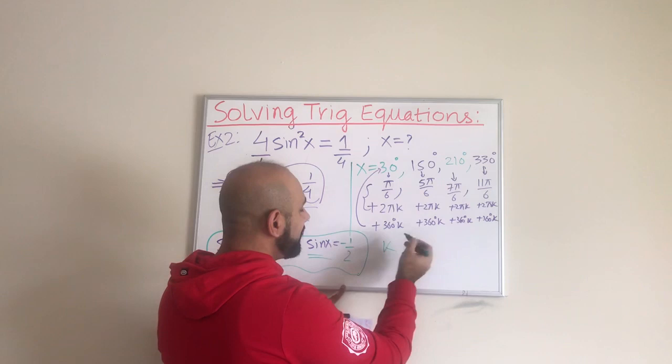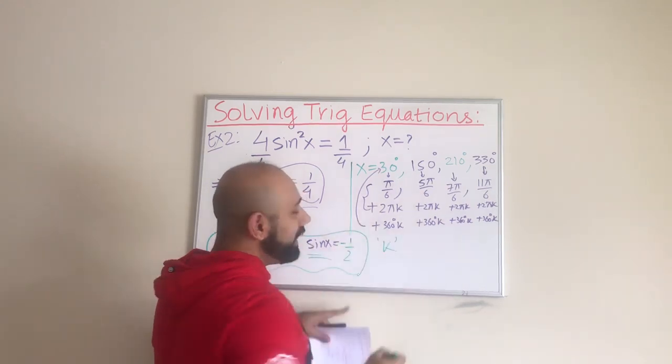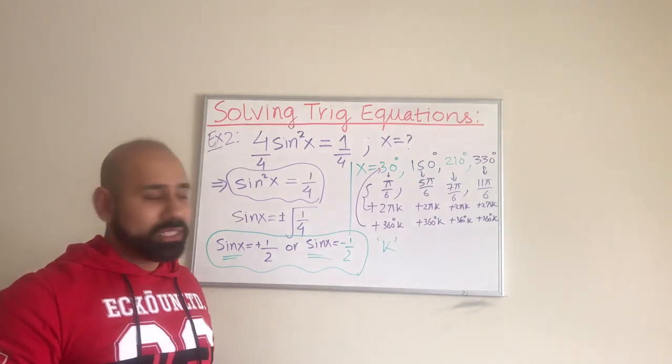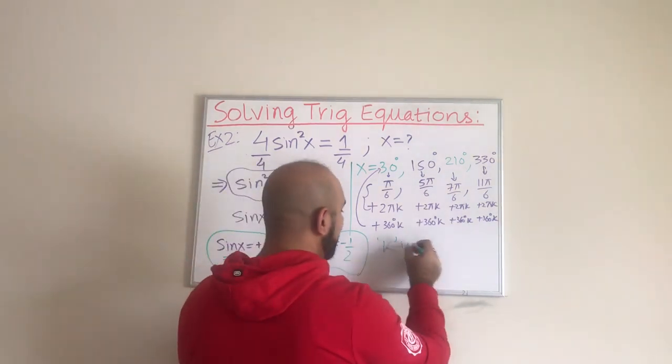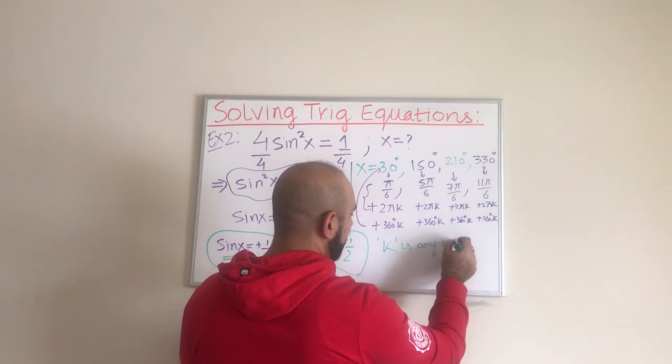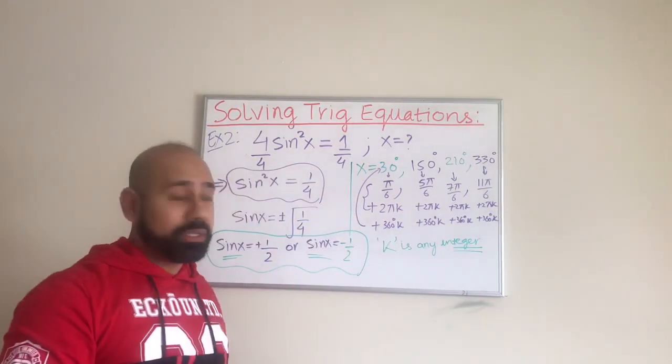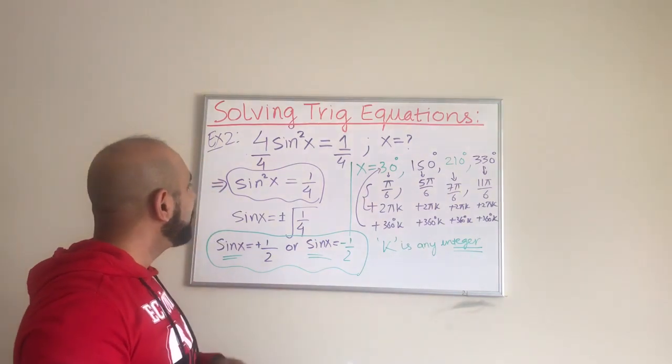And there's one very important thing that we have to write if we want to really complete the whole solution for the problem: what does k stand for? Because if you are writing any variable, here we are writing k, we have to mention what it stands for. So k is any integer. It can be a positive integer or it can be a negative integer. Guys, that completes the solution for this equation.